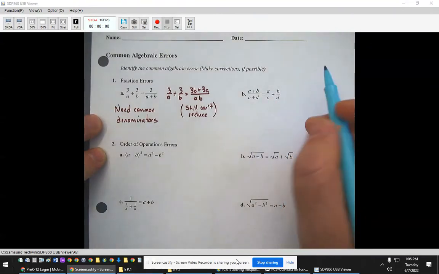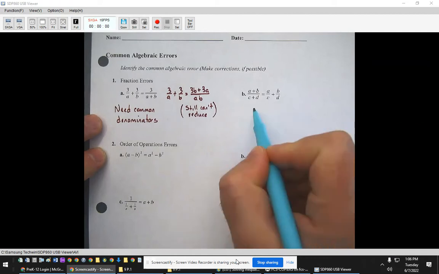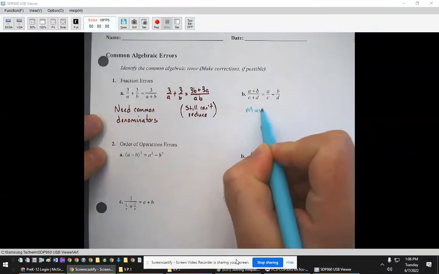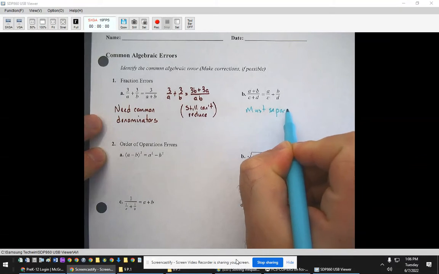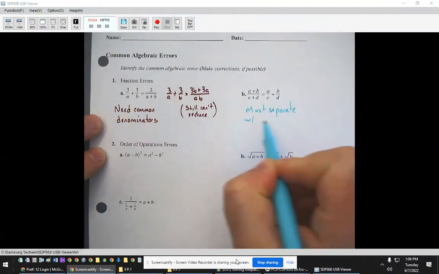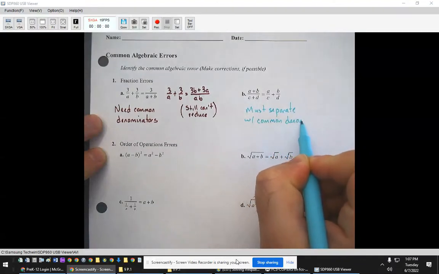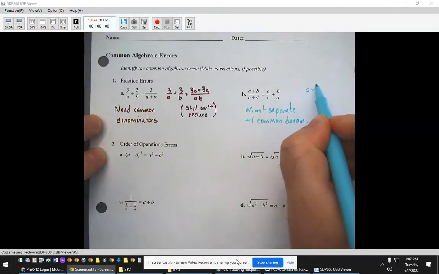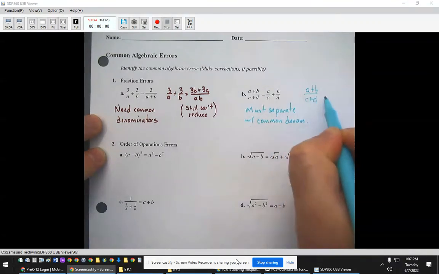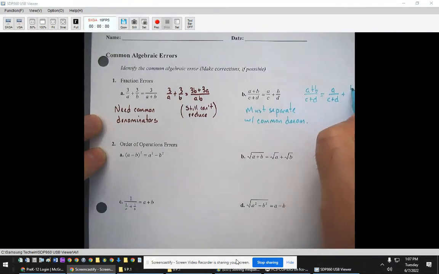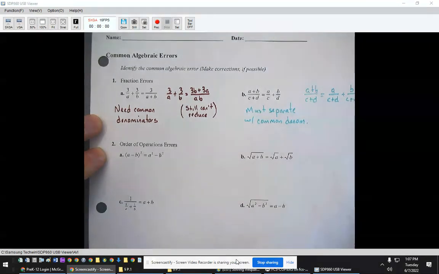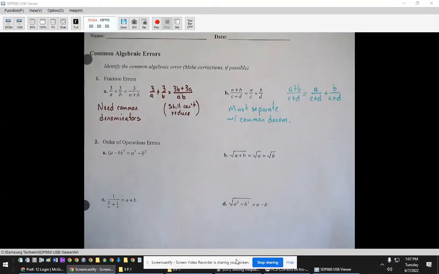So what I could do, I must separate with a common denominator. So what is legal: a plus b over c plus d can be rewritten as a over c plus d plus b over c plus d. Now, if you notice, both of my fractions have the common denominator. So when I add up, I have that common denominator again on the bottom.